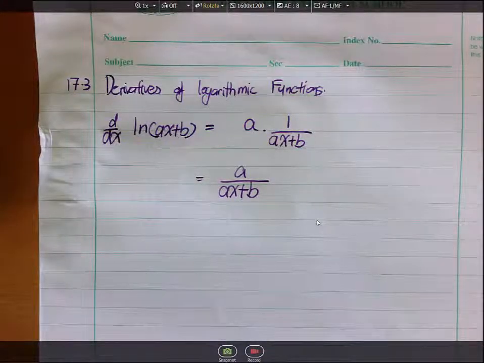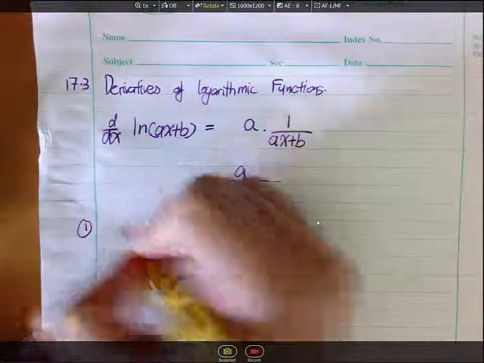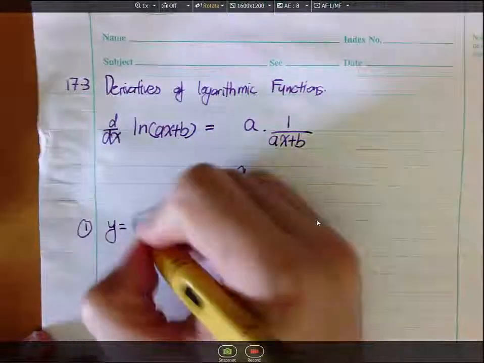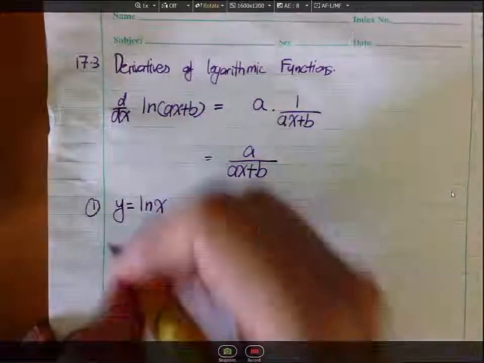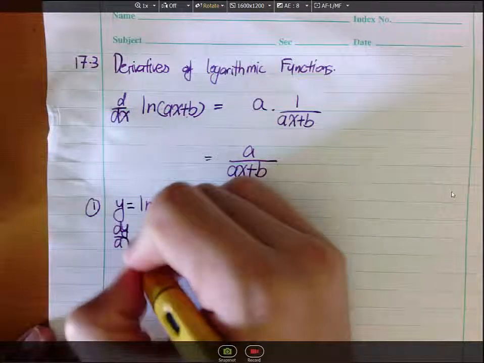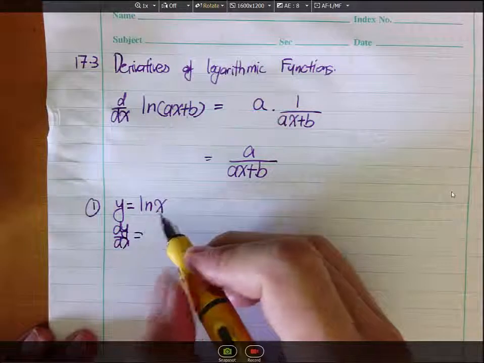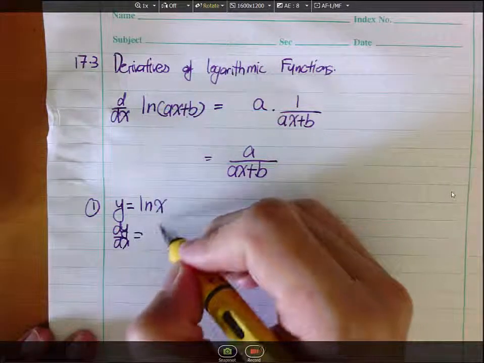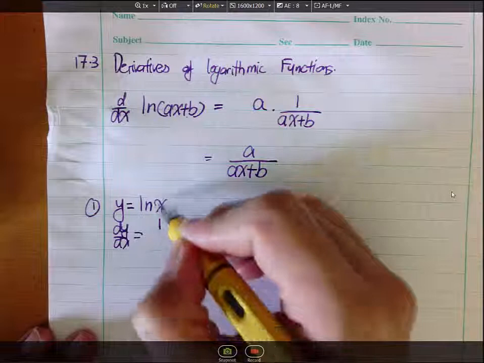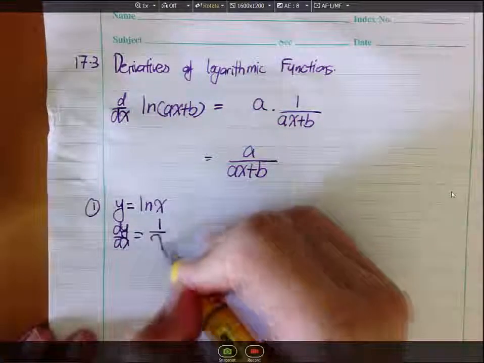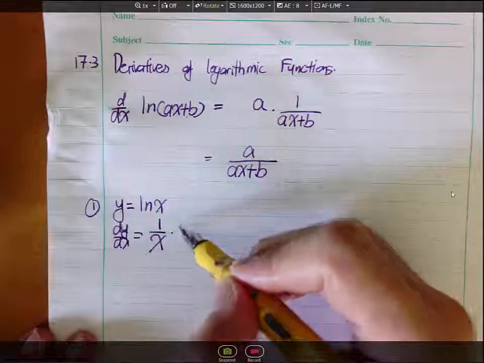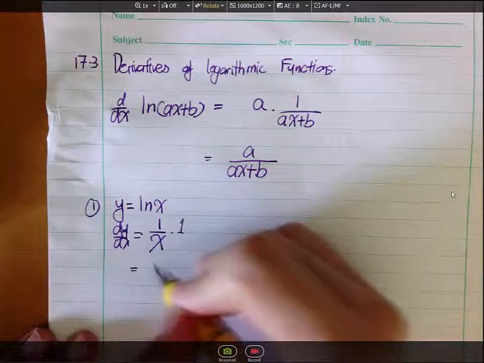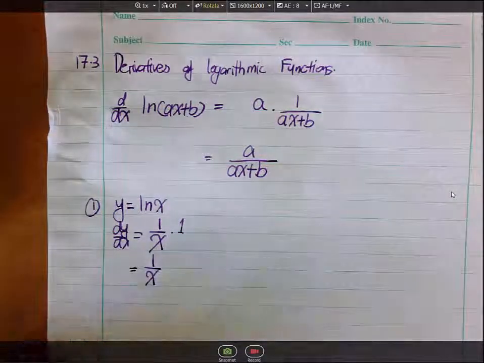As usual, I think having numbers will be more useful to you, so I will begin with something very simple. y equals ln x. First and foremost, I differentiate y with respect to x. First ln x, we have the inverse, take away ln, we have 1 over x. And don't forget to differentiate x. Differentiating x gives you 1. So differentiating ln x simply gives me 1 over x.